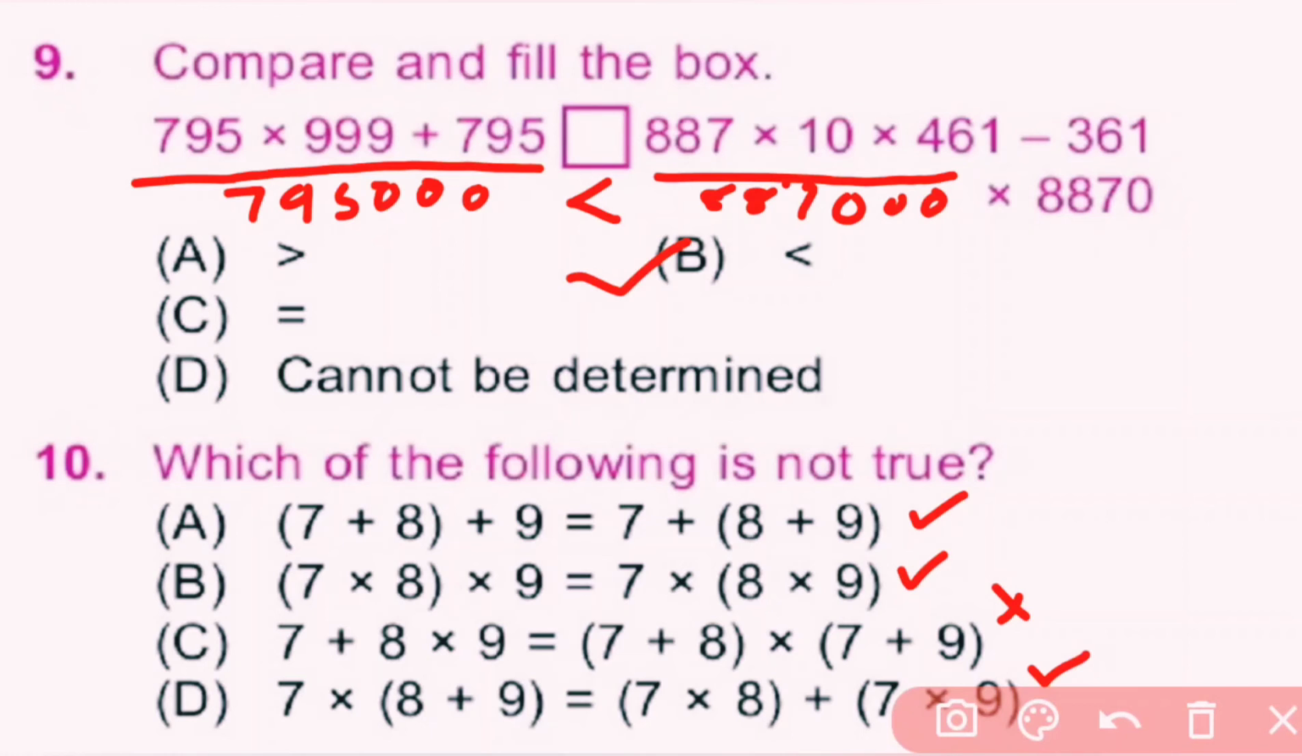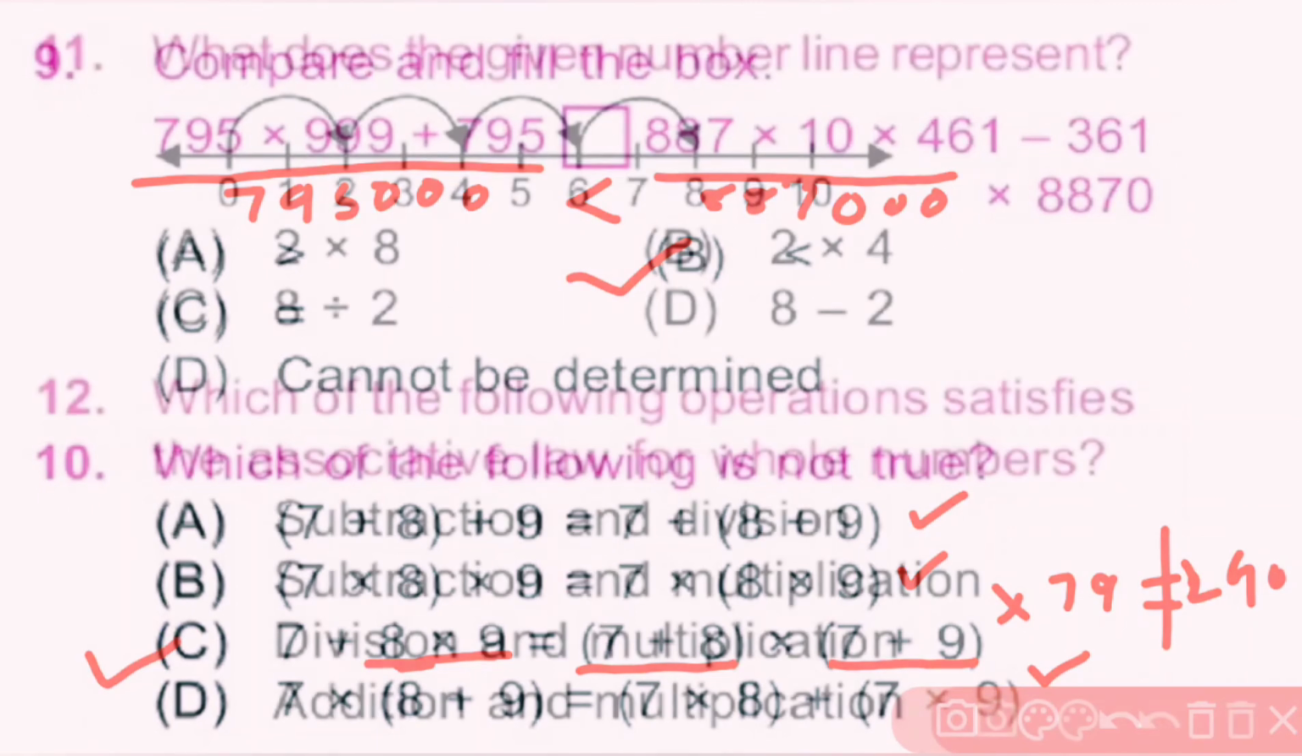Now we solve C to check. Here by applying the DMAS rule, we first do multiplication. 8 into 9 is 72. 72 plus 7 is 79, which is equal to, here 7 plus 8 is 15 and 7 plus 9 is 16, and 15 into 16 is 240. So it is incorrect. This statement is not true. So option C is the right answer.